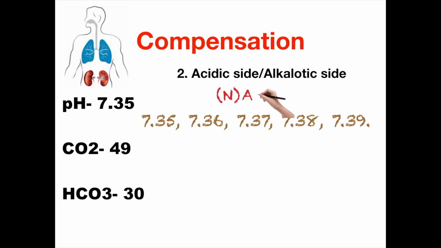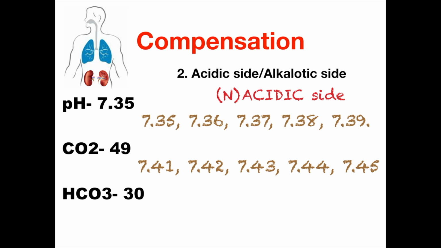So I'll just put here acidic side. And note the letter N, that means it's normal. The numbers 7.41 to 7.45 belong to the upper half of the normal range. So again, in theory, the body in these ranges is more alkalotic than acidic. So I'll put here normal alkalotic. Now, take this concept in mind and let's go back to our problem.